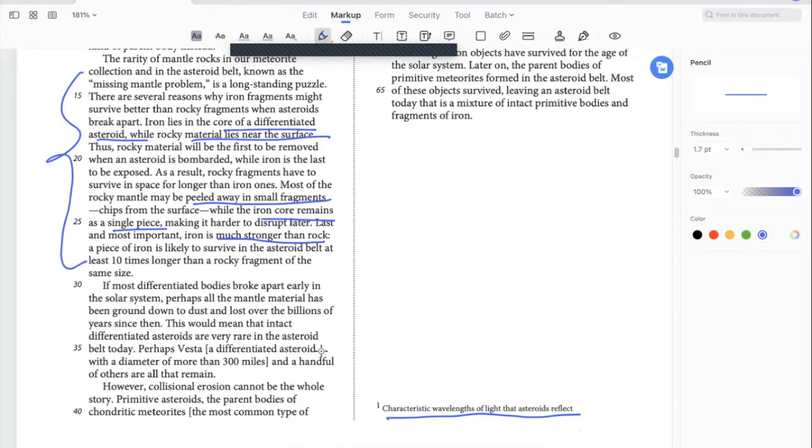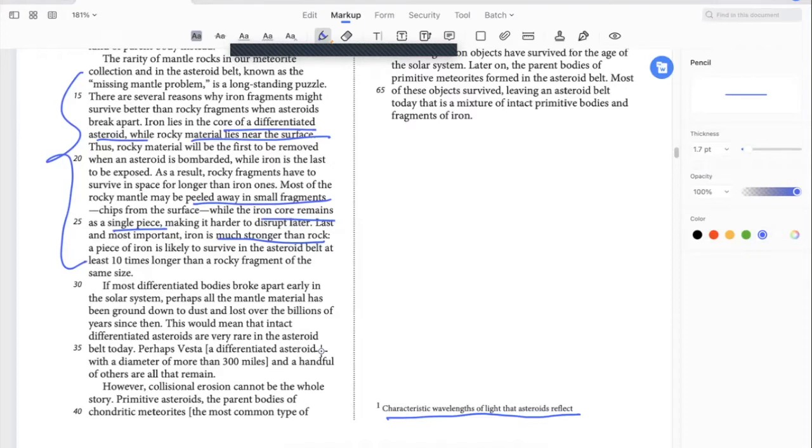If most differentiated bodies broke apart early in the solar system, perhaps all the mantle material has been ground down to dust and lost over the billions of years since then. This would mean that intact differentiated asteroids are very rare in the asteroid belt today. Perhaps Vesta, a differentiated asteroid with a diameter of more than 300 miles, and a handful of others are all that remain. However, collisional erosion cannot be the whole story.